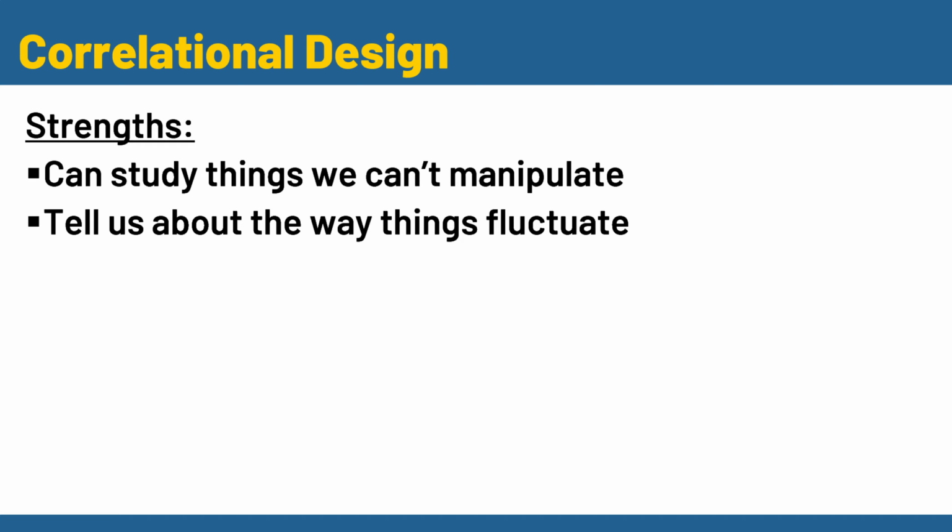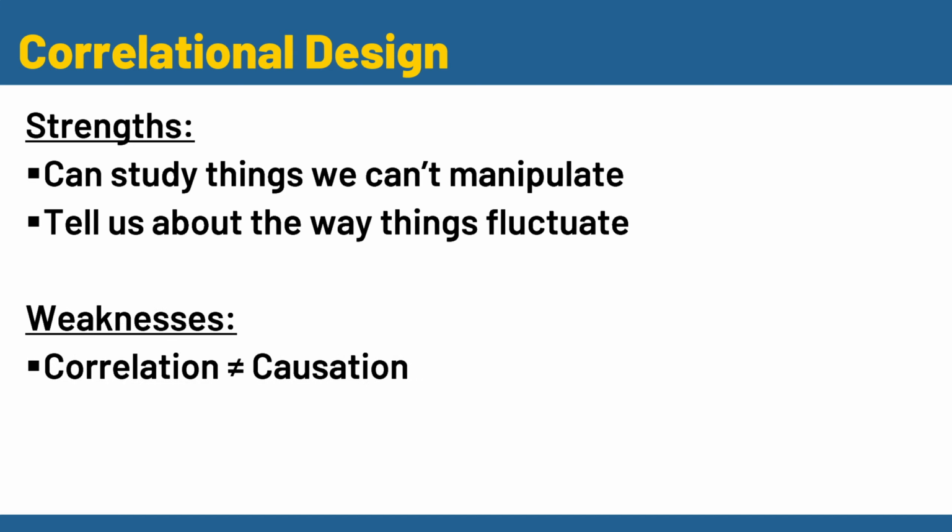Yeah, and so strengths here: we can study things we can't manipulate. They can, like age, for example, tell us about the way things fluctuate. But the weakness, again, is that correlation is not causation, like we talked about last time.